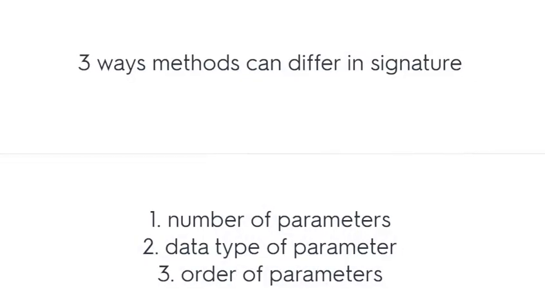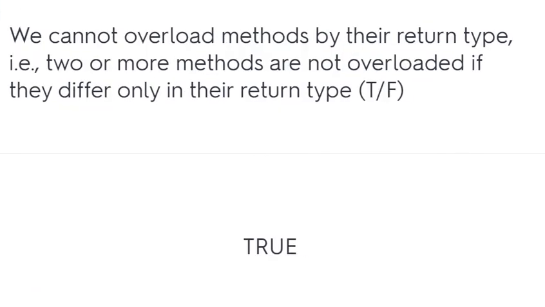3 ways methods can differ in signature. 1. Number of parameters. 2. Data type of parameter. 3. Order of parameters. We cannot overload methods by the return type. That is, 2 or more methods are not overloaded if they differ only in the return type. True.